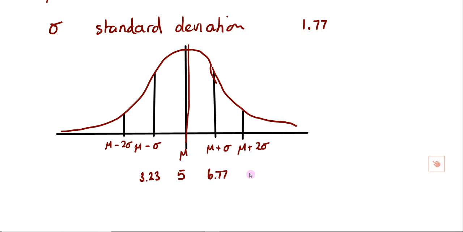Tibo? 8 point something, great. Shall I write that down? 8.54.